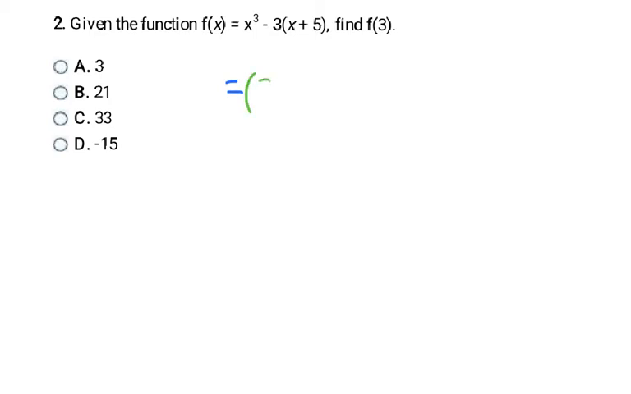So I'm going to put my 3 in parentheses because I'm substituting. Cubed minus 3 parentheses, and I'm substituting in that 3 again, plus 5. So I do parentheses first, and in these parentheses I have 3 plus 5, which is 8.